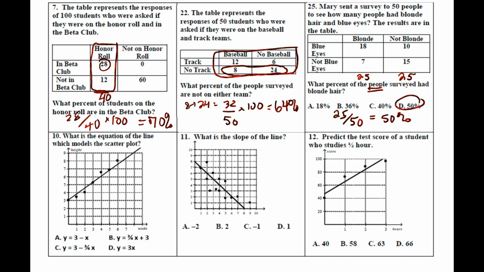All right, number 10, well, you know, it's all over. What is the equation of the line which models the scatter plot? So let's look at our y-intercept. Our y-intercept is 3. So anything that doesn't have plus 3 or 3 as our y-intercept is wrong. You don't have a y-intercept of 3. You do. That's a y-intercept of 3, that's a y-intercept of 3, and that's a y-intercept of 3. Remember, the y-intercept doesn't have the variable next to it.